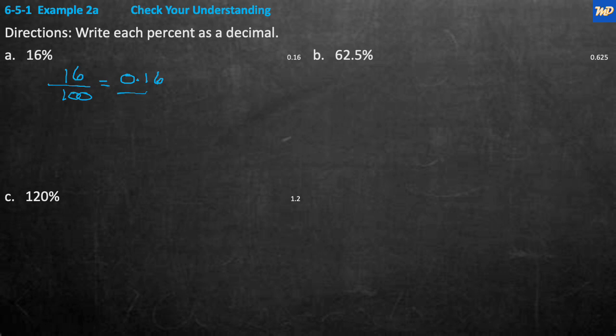How about B? We're going to write 62.5 over 100. And when we do that, we're going to get what? We're going to move the decimal point to divide by 100. We move the decimal point 2 places to the left, and it's going to be equal to 0.625. Okay, there's our answer, 0.625.